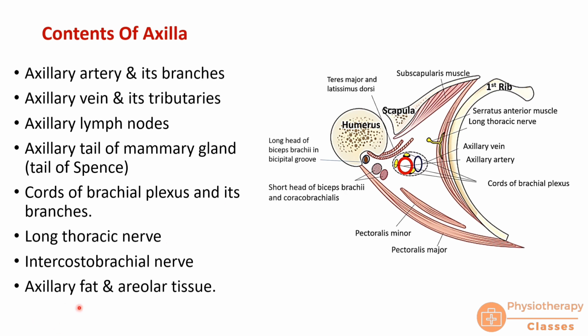Then we have axillary fat and areolar tissue. So this is simple to remember. First you start with the name axillary. So axillary artery and its branches, axillary vein and its tributaries, axillary lymph nodes, axillary tail of mammary gland, axillary fat and areolar tissue. Now, what is left now? Only nerves are left. So which nerves? You have cords of brachial plexus and their branches. Which other two nerves that you have to remember? They are long thoracic and intercostobrachial nerve. So these are the contents.